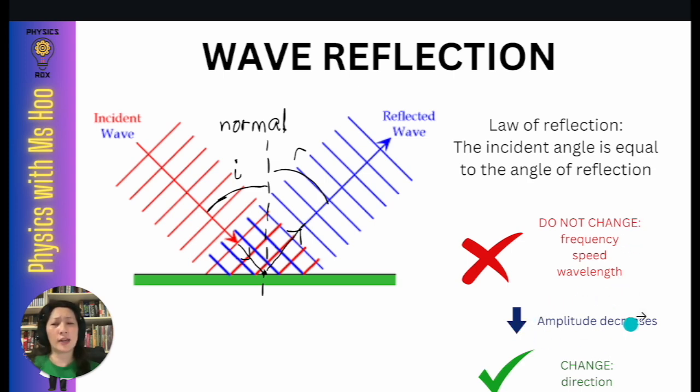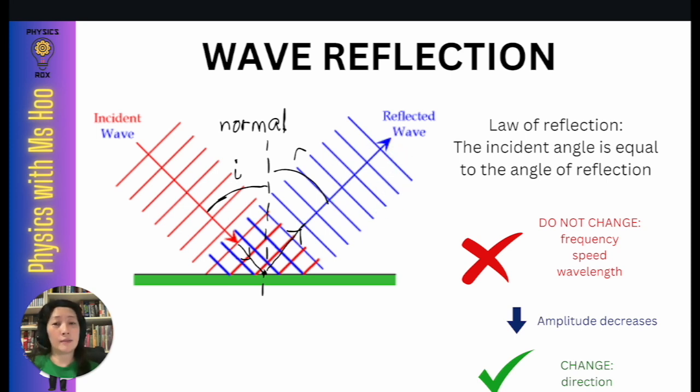I'm just going to backtrack a little bit about amplitude. You have to keep in mind that the amplitude decreases because amplitude, if you can recall, represents energy. So when the waves undergo reflection, some of the energy is absorbed or lost during the reflection process, causing the energy to decrease. That's why the reflected waves have lower energy, and this is shown by their lower amplitude.